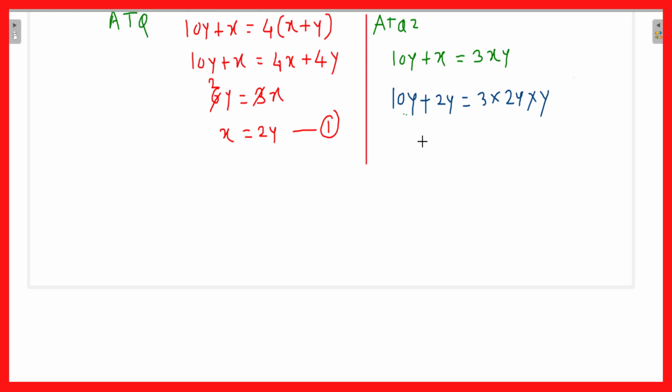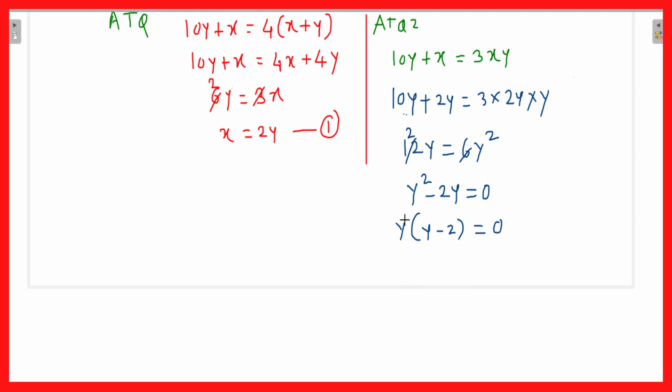And so this will be 12y, which is equal to 3 2s are 6, and y into y, that will be y square. So 6 1s are 6, 6 2s are 12, and this quadratic equation we write in a standard form, that is y square minus 2y, which is equal to 0. Now take y as a common factor, so inside the bracket it will be y minus 2, which is equal to 0. The product of these two numbers is 0.